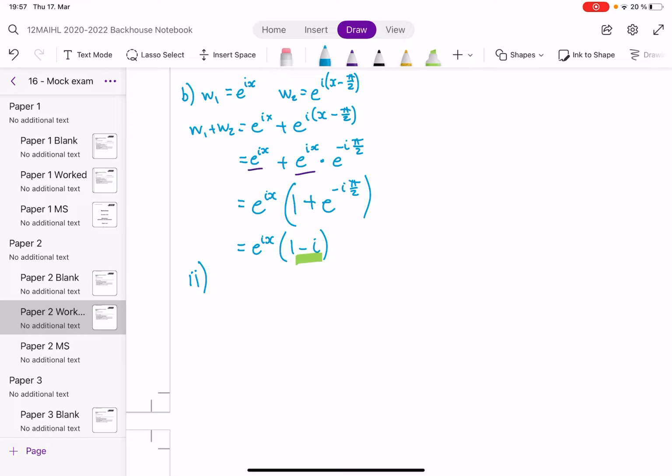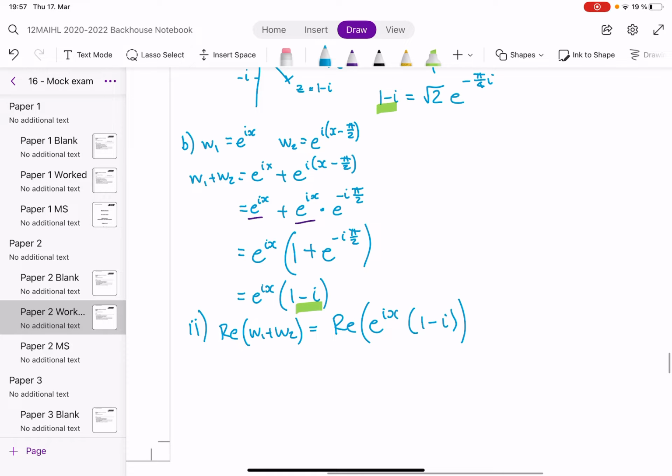Okay, so we want the real part of this number, W1 plus W2. That's what we're after. It means finding the real part of this. I can't find the real part of this yet. I need it as just one complex number in its exponential form. So I'm going to use what we did in part A2, and I'm going to substitute that in.